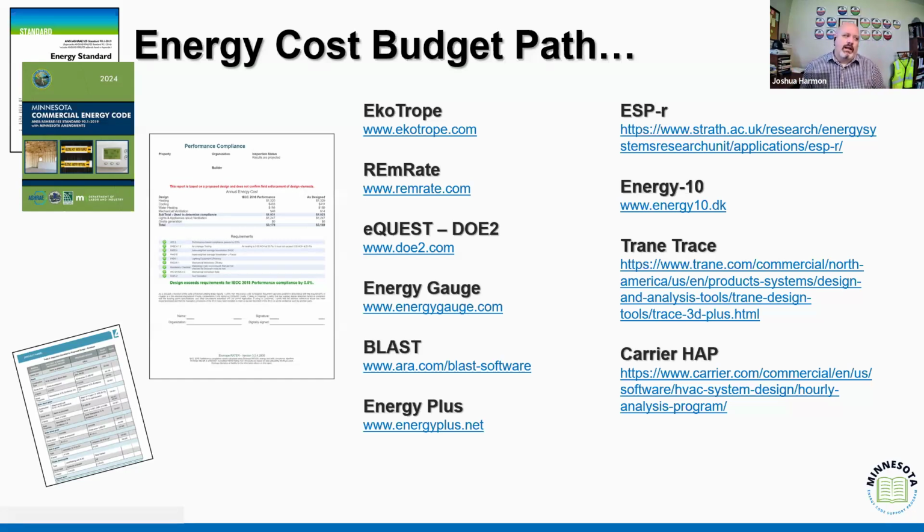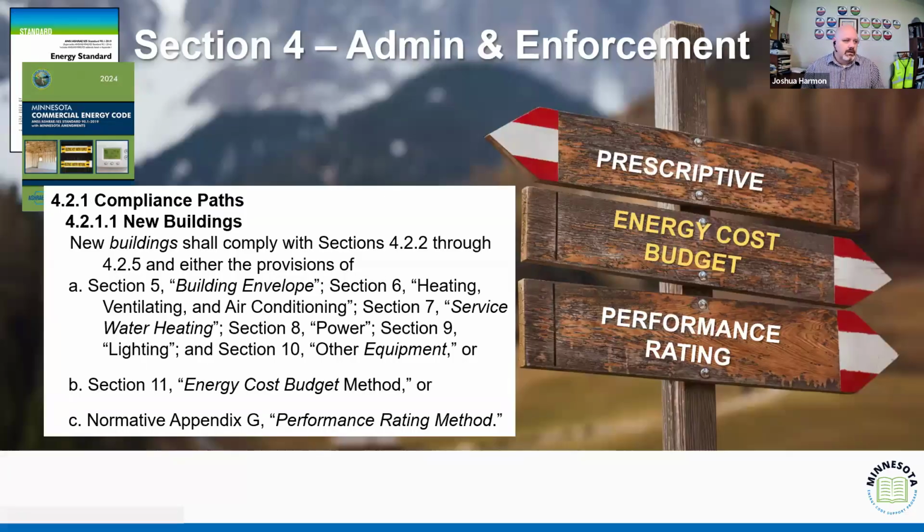Most of the software platforms that we see coming into the market, and I know DOE is working on one as well. The DOE COMcheck is more for the prescriptive side of it. They do some total building performance, but it's not really their focus yet. They're looking for more of that because they understand the value of it. But again, you may find a project that has more or different components.